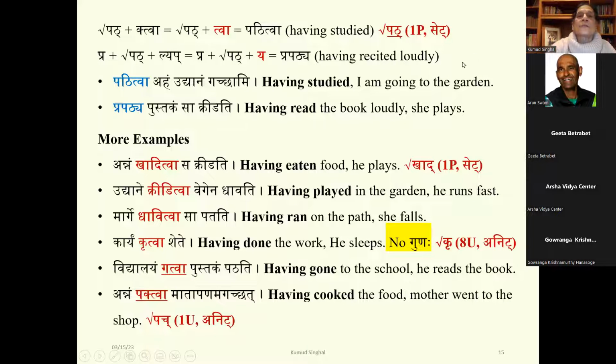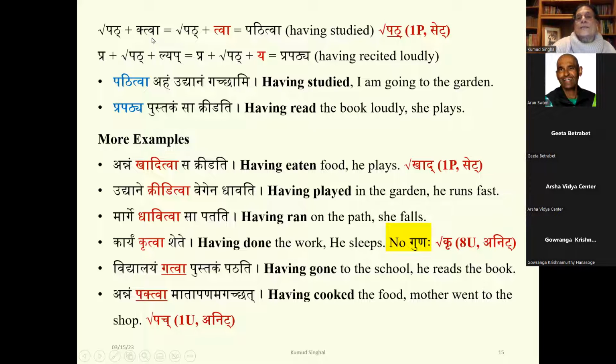Let me give you a couple of examples. For example, pat plus twa, ka goes away. Now this is a set and this is a set, so e will be added and you will have patitwa, having read, having studied. Now, if you have a prefix, pra plus pat, then you cannot add katwa. Then you have to add liya.